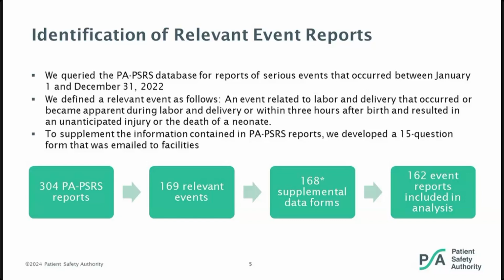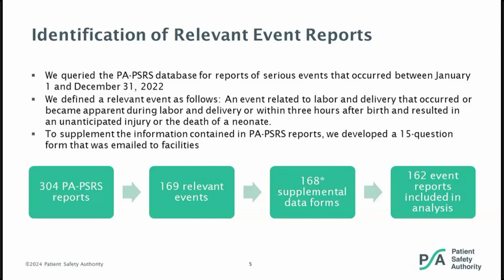The initial query returned 304 reports, which were manually reviewed to identify relevant events. A relevant event was defined as an event related to labor and delivery that occurred or became apparent during labor and delivery or within 3 hours after birth and resulted in an unanticipated injury or death of a neonate. After reviewing the 304 reports, we identified 169 relevant events.